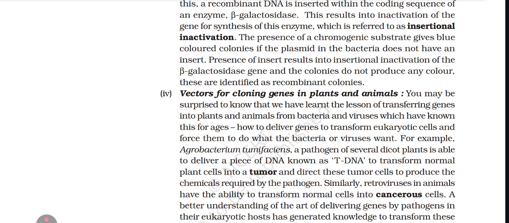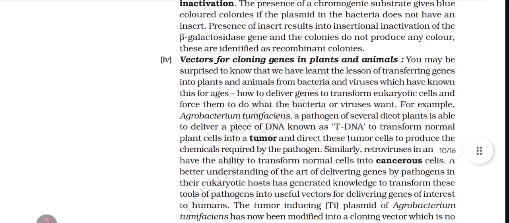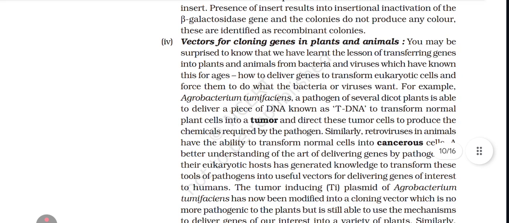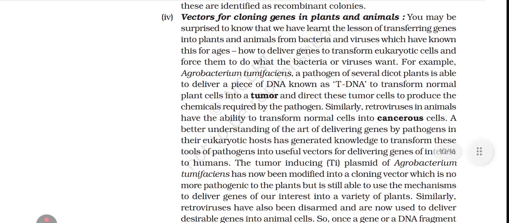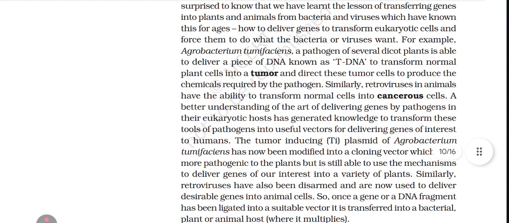For example, Agrobacterium tumefaciens, a pathogen of several dicot plants, is able to deliver a piece of DNA known as tDNA to transform normal plant cells into a tumor and direct these tumor cells to produce the chemicals required by the pathogen. Similarly, retroviruses in animals have the ability to transform normal cells into cancerous cells. A better understanding of the art of delivering genes by pathogens in this eukaryotic host has generated knowledge to transform these tools of pathogens into useful vectors for delivering genes of interest to humans.